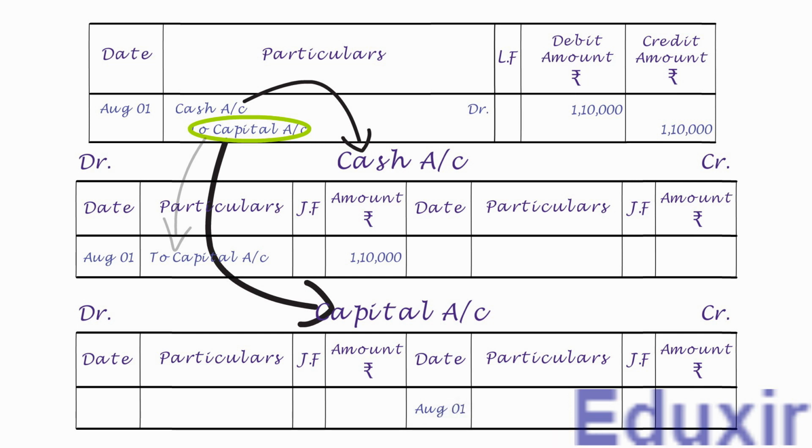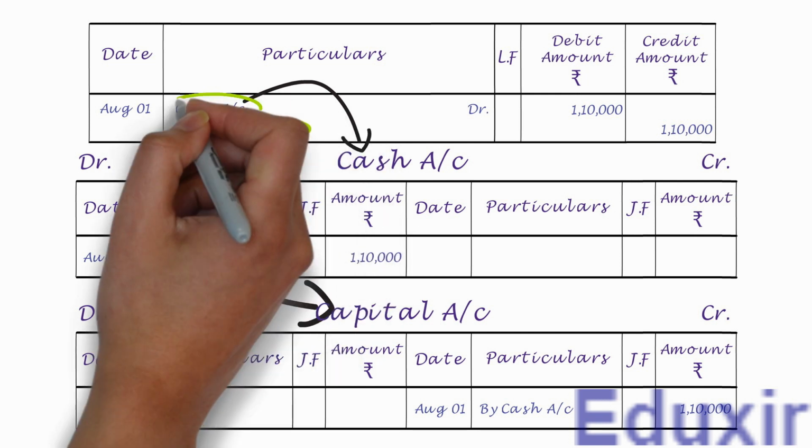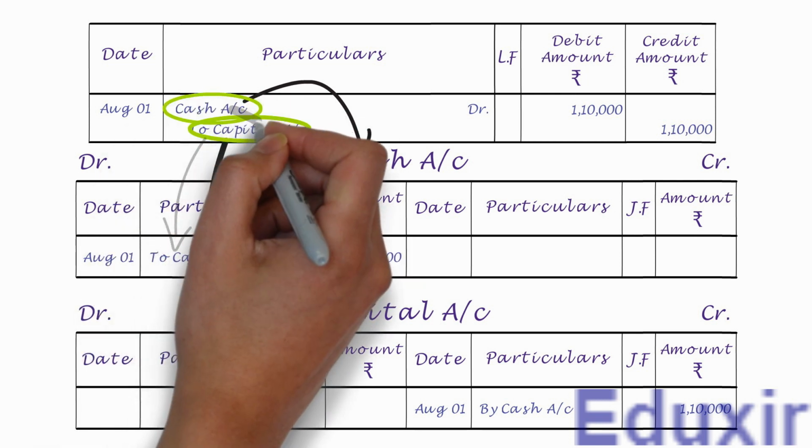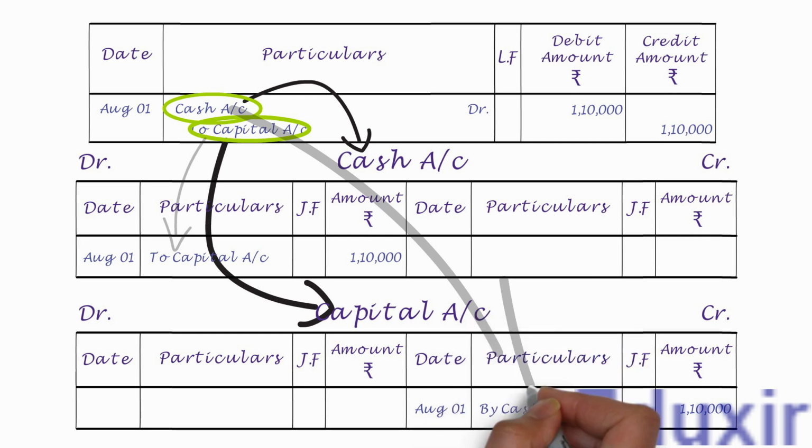The particulars column entries on the credit side are always prefixed with "By". Also, we need to write cash, signifying that the capital is brought into the business in the form of cash. Let us now write the credit amount of 1,10,000 rupees into the amount column. Note here that in the journal, the cash account is the debit entry, but the debit account name has to be entered into the particulars column of the capital account's credit side.